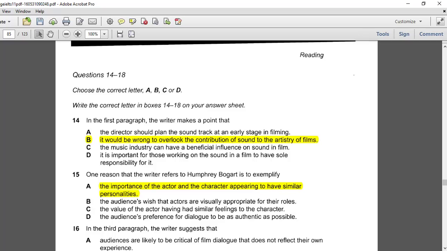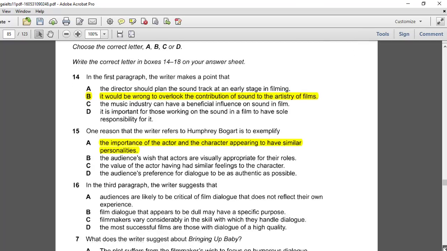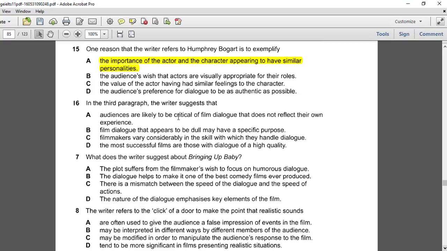Okay, let's get back to the question and choose. He's suggesting what? Audiences are likely to be critical of film dialogue that cannot reflect their own experience. I don't think so. Nothing is mentioned like this in the passage. A film dialogue that appears to be dull may have a specific purpose. Maybe. Number C, filmmakers vary considerably in the skills? No. The most unsuccessful films or not successful films are those. I think it's number B because it says the word dull, the dialogue that appears dull may have specific purposes.